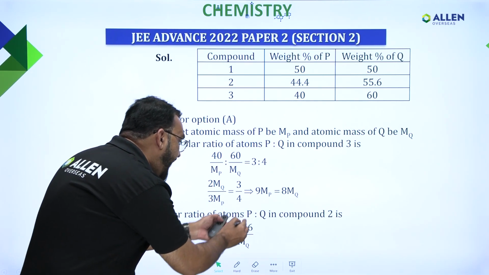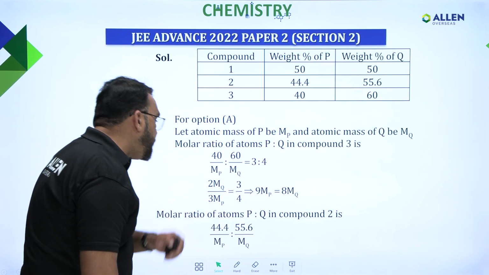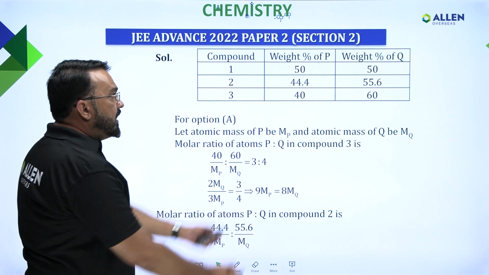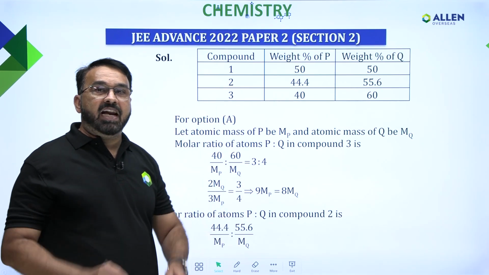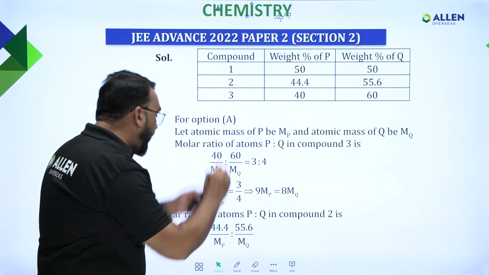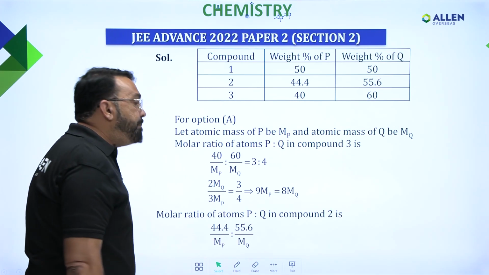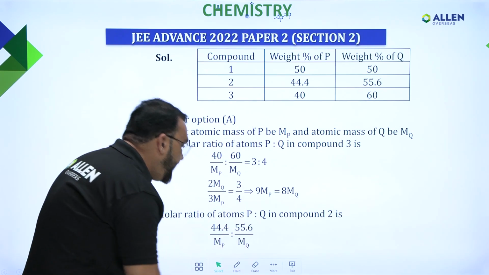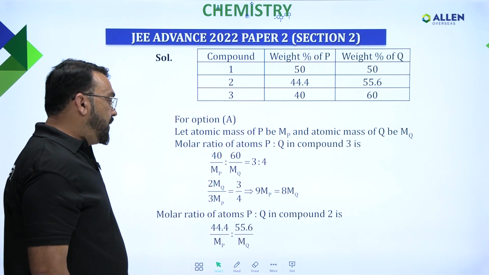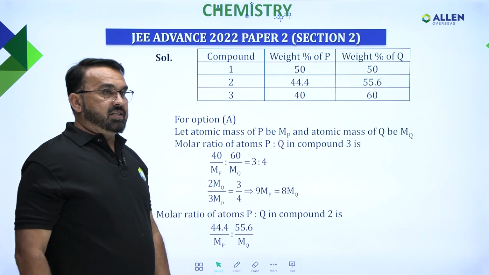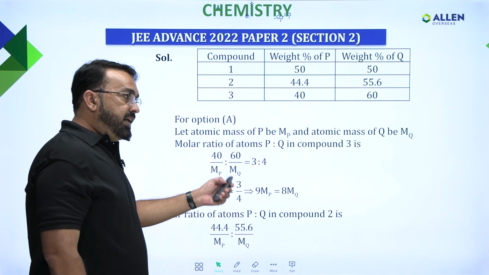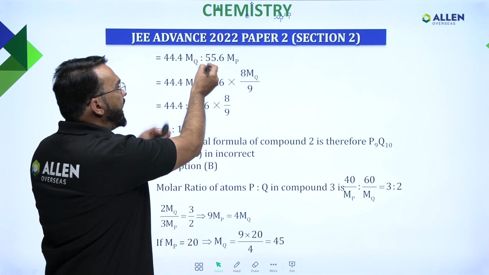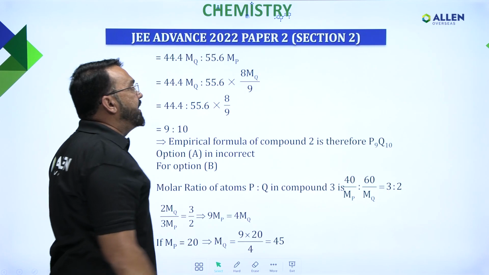Okay, molar ratio of atoms P and Q in the compound 2 is what? The molar ratio of atoms of P and Q in the compound 2 is, substitute the percentage composition and divide by their atomic weights. Okay, so 44.4 divided by MP, that is atomic mass of P, and 55.6 divided by atomic mass MQ. Okay, students, now what we are going to do is, see how we are going to simplify this data that is given to you. So what we are doing is, we are taking 44.4 MQ is to 55.6 MP.